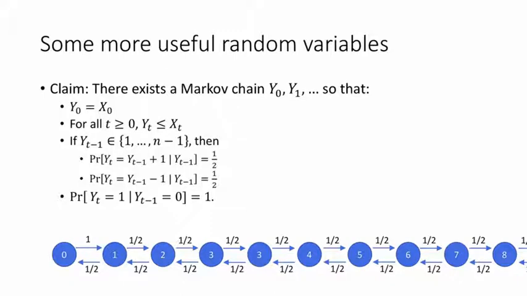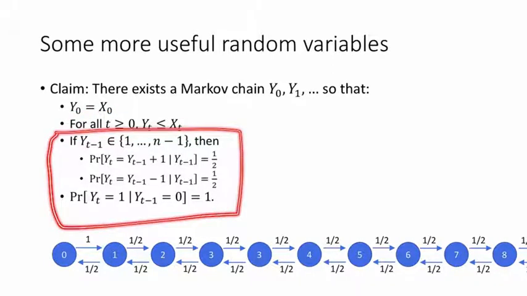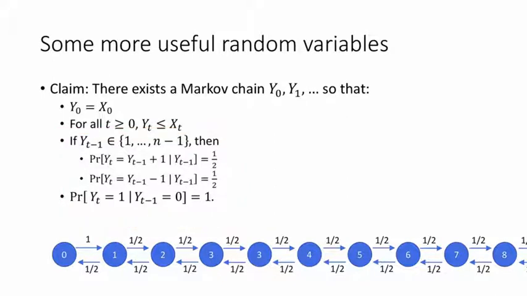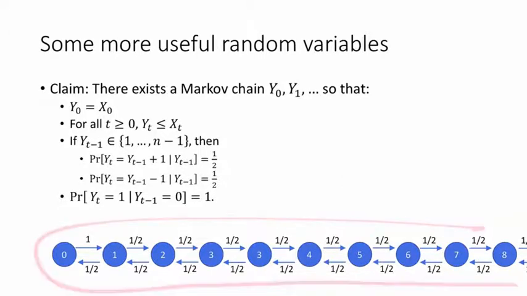However, we can define a Markov chain that is related to them, which will be useful. So here are some more useful random variables. I claim that there exists a Markov chain, y0, y1, and so on, so that the following things hold. First, y0 is going to be equal to x0. Second, for all t greater than or equal to 0, yt is bounded above by xt. And finally, the yt's form a nice Markov chain. In particular, they form the Markov chain given by this diagram here.